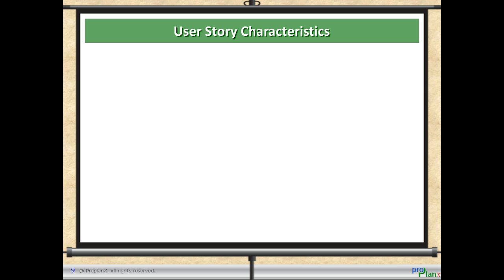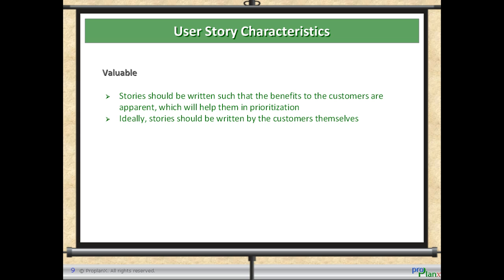User story characteristics. Continued. Valuable. User stories when implemented must be valuable to the customer. Stories should be written such that the benefits to the customers are apparent. This will help them in prioritizing the stories during planning. Ideally, stories should be written by the customers themselves as they are the domain experts.